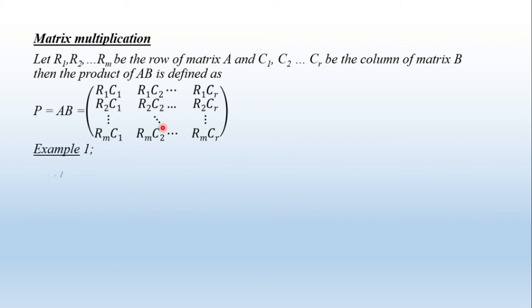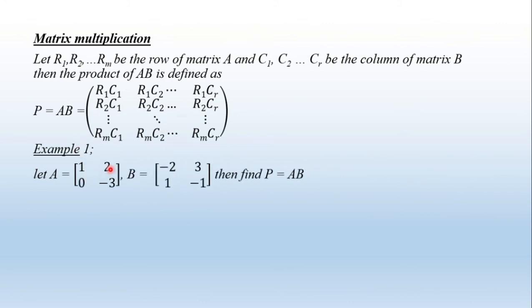Example 1. Let matrix A be 1 2, 0 -3 and B be -2 3, 1 -1. Then find the value of P equals AB. So we are asked to find this value. How can we calculate it? So the solution part.